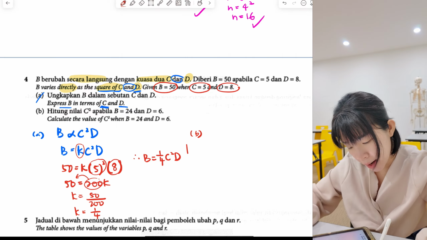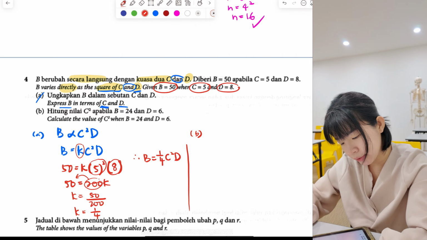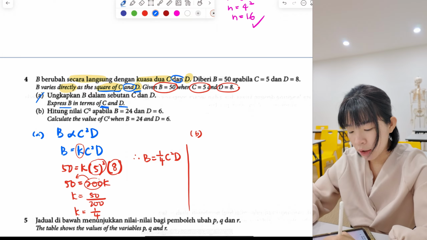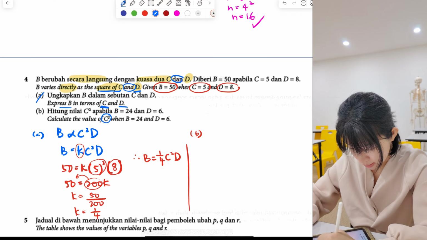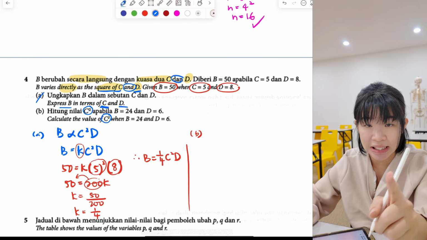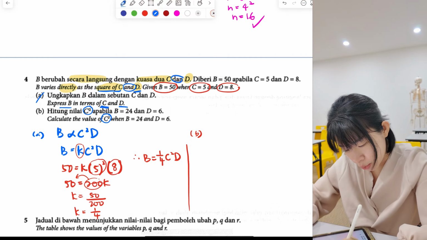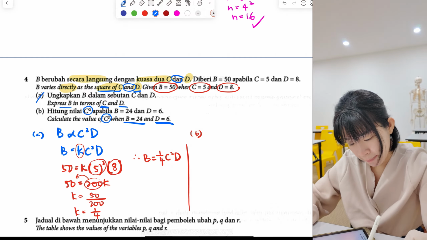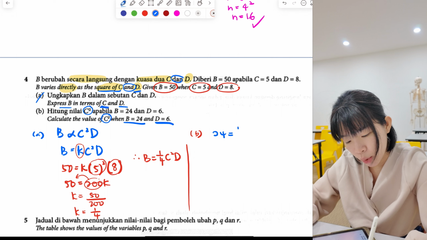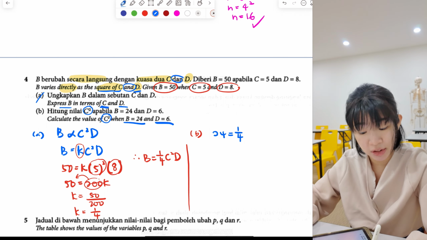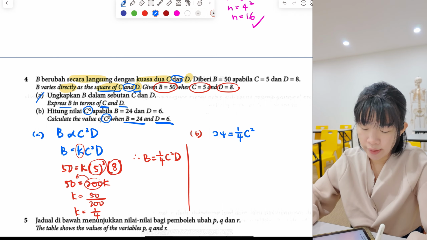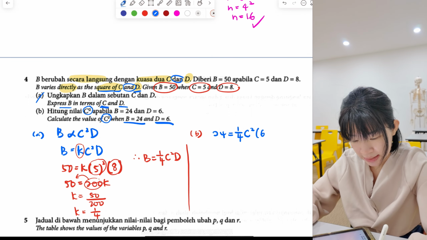Now part B, okay, part B we need to find a value. What value do we need to find? They asked us to find the value of C squared. Now, look carefully, they ask for C squared, not C. So B is 24, D is 6 now. B is 24 equals, this 1 over 4 remains because it's a constant. C squared, don't know, remain as C squared. D is 6.